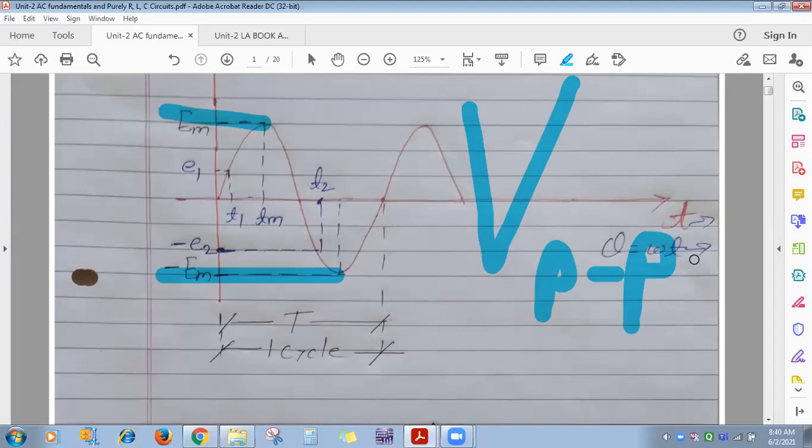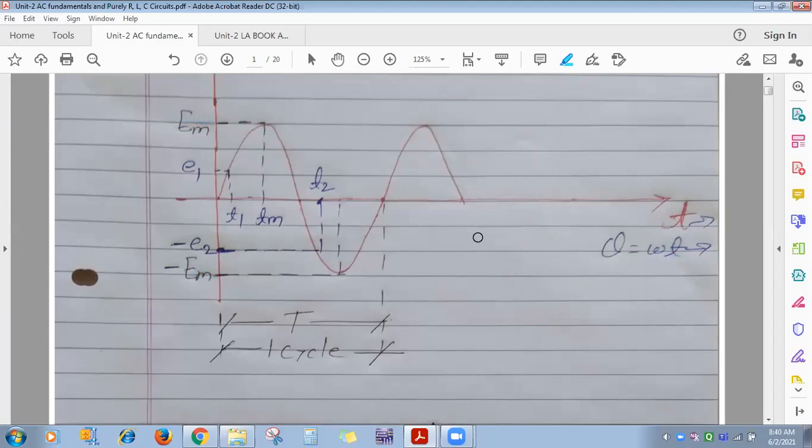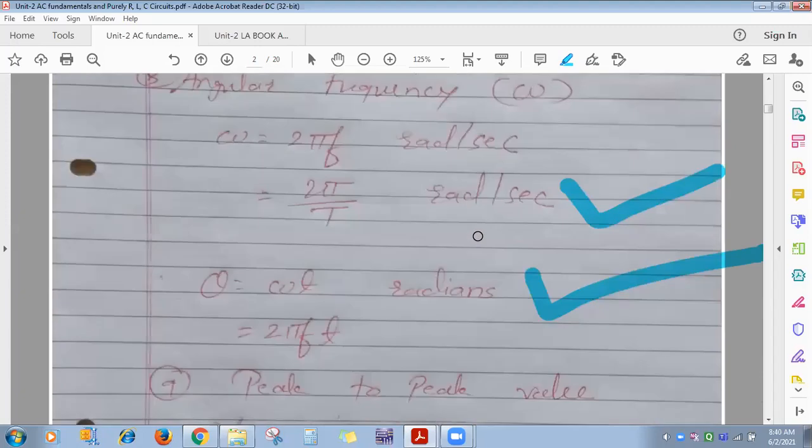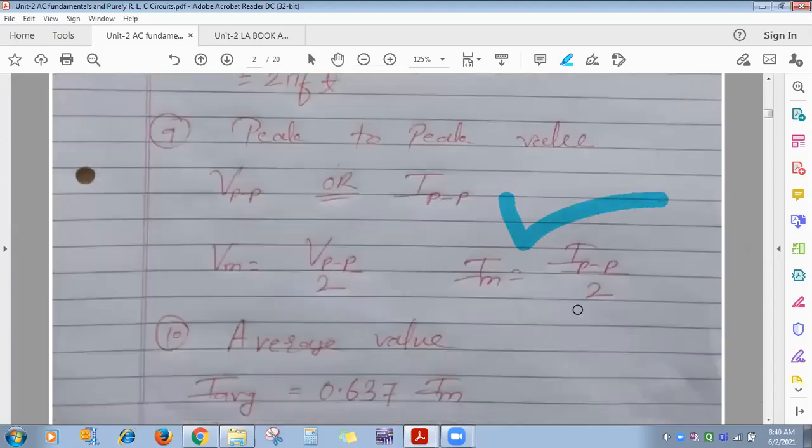Ten, correct. Twice the peak value is the peak to peak value. Okay, so peak to peak is the value from negative peak to positive peak, and twice the peak is called peak to peak. Then the next one is average value.